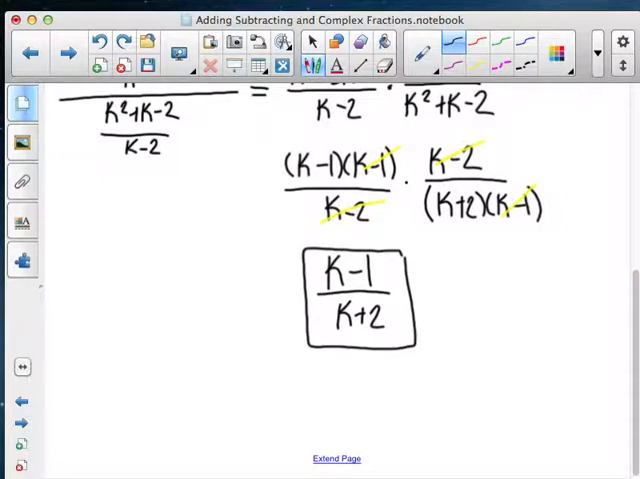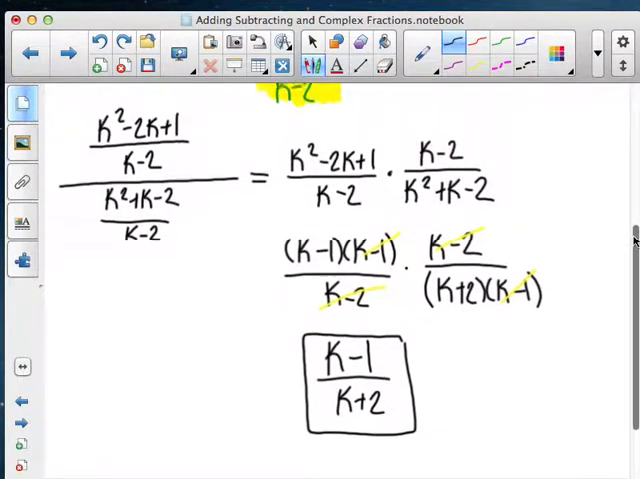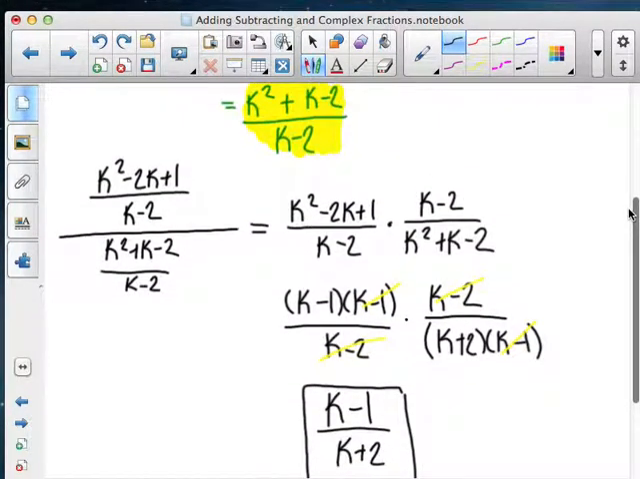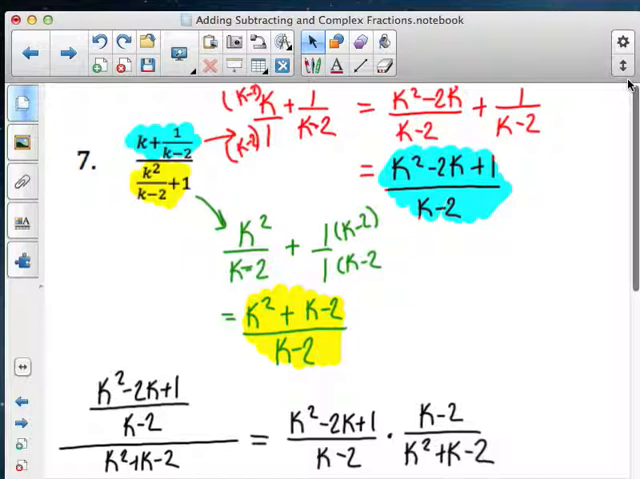There you go. So, things to remember: sum and difference of cubes formulas, difference of squares formulas. Don't forget to distribute a negative inside, and go do your homework.